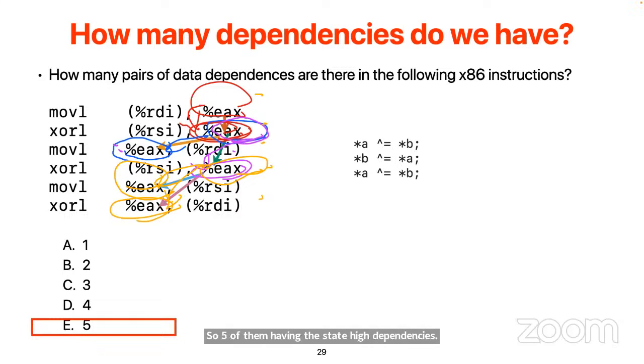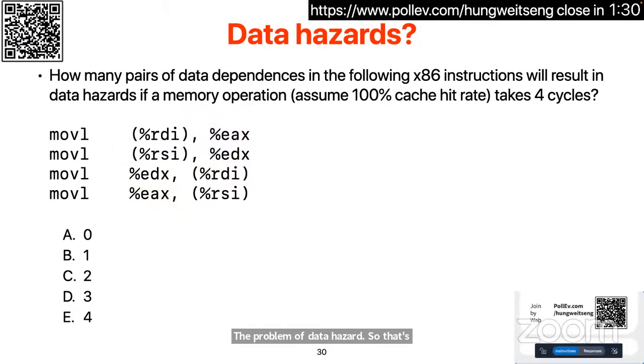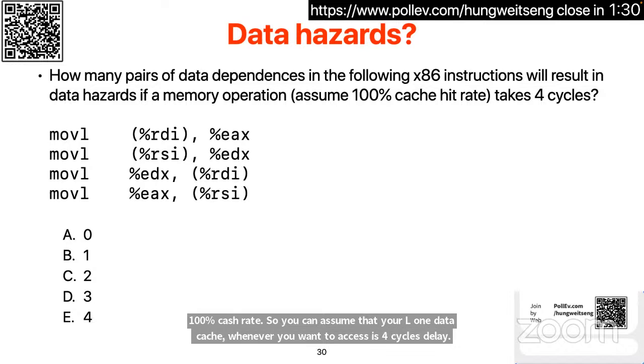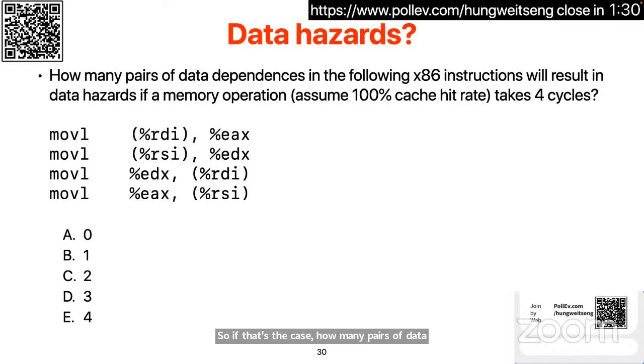See, that's why we say, whenever there is a data dependency, there is a potential of data hazard, right? Even though this piece of code and the previous example have the same function, because of the way you write it now, you have more data dependencies in your code, which means there's a higher likelihood that you are going to meet the problem of data hazard. So let's see how many of them really turn into data hazards. Say today I have an x86 processor that has 100% cache hit rate. You can assume that your L1 data cache access has a 4-cycle delay. If that's the case, how many pairs of data dependencies in the following x86 instructions will actually become data hazards?